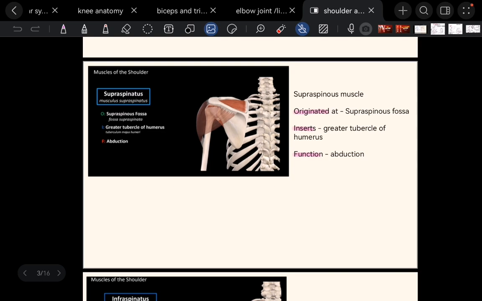Next is the supraspinatus. The supraspinatus is a muscle that originates from the supraspinous fossa of the scapula, and it inserts at the greater tubercle of the humerus. The function of this muscle is to provide abduction.